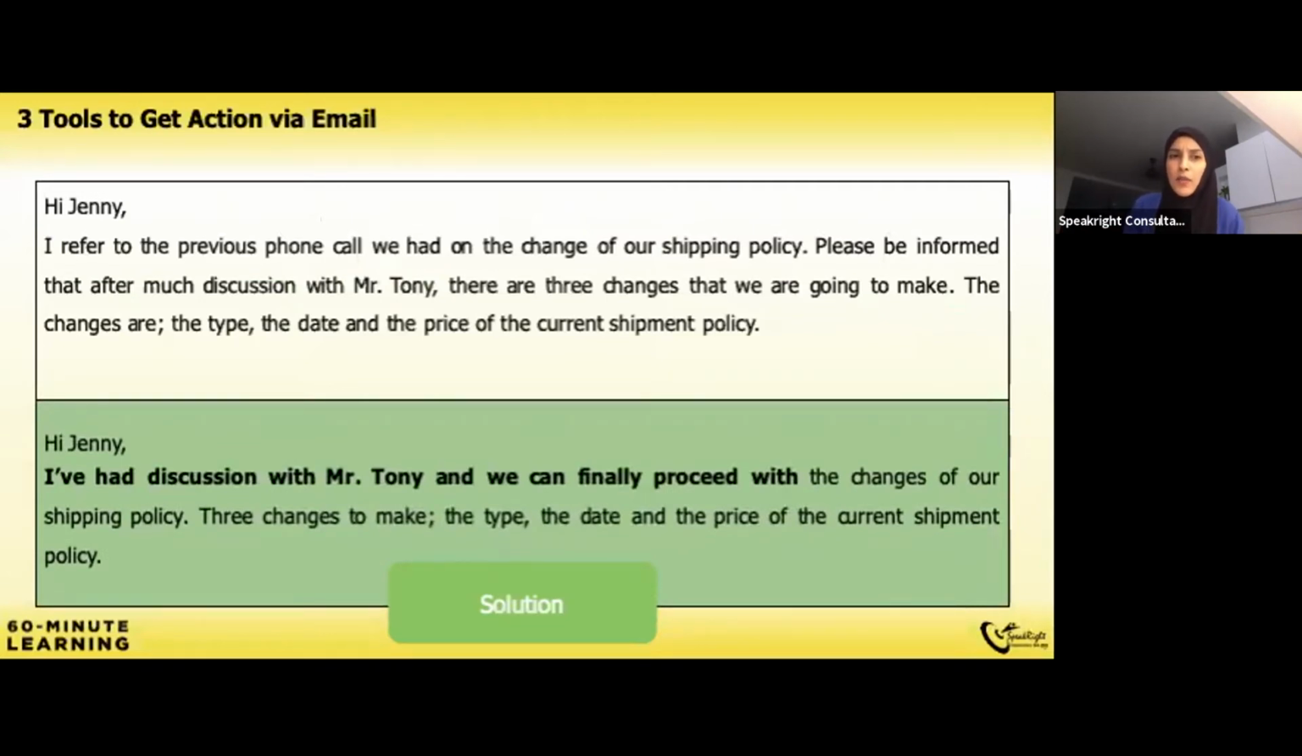So how can we make it sound that we are now providing a solution already? Remember that this is not a definite solution. There are many ways of saying it. You may have your own way, but this is what I'm showing you. So we're showing Jenny that, right, now we have already got a solution after a lot of discussion. So, you know, remove the words after much discussion with Mr. Tony. You don't even need that. That is not even important. That kind of conveys a negative feeling after all, okay?